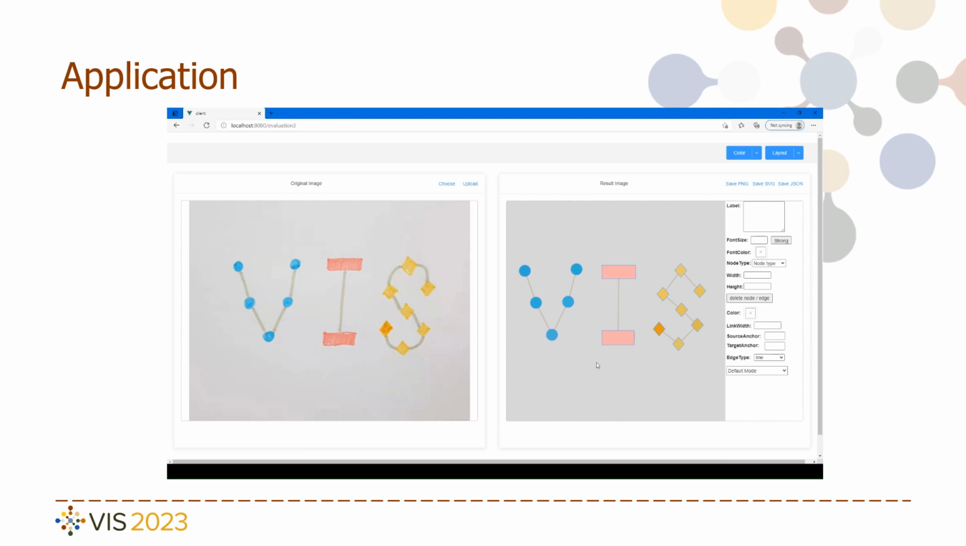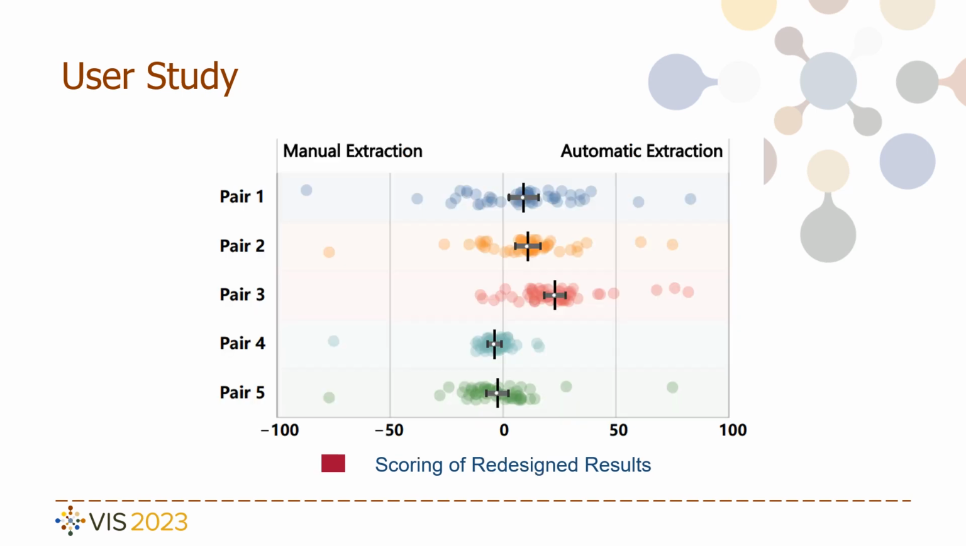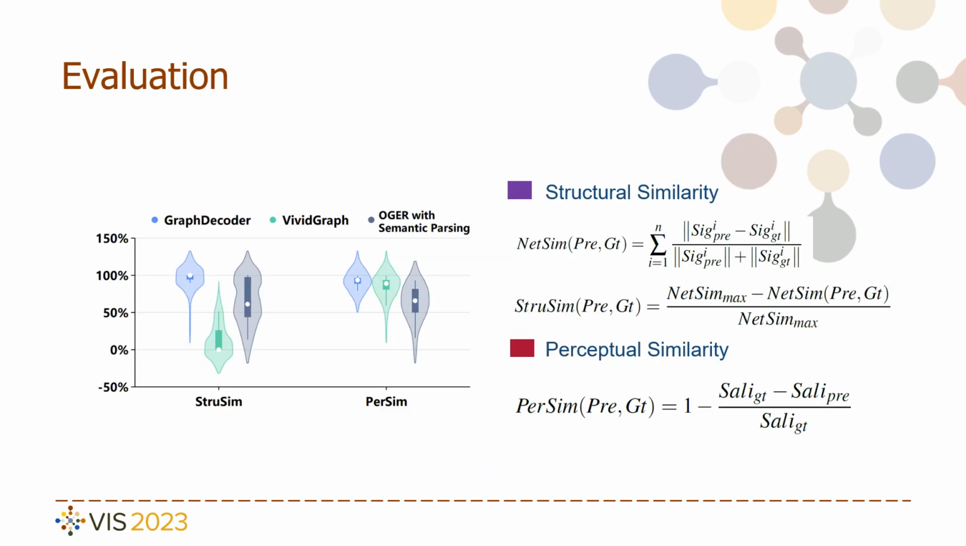We used a questionnaire to demonstrate the accuracy of our method in different aspects of data extraction for different types of graphs. At the same time, 5 pairs of results of manual data extraction and automatic data extraction were designed for users to score. The results show that our method is very close to the results of manual extraction. We also evaluate on a real dataset of 100 images using 2 metrics, structural similarity and perceptual similarity, and the results show that our method outperforms prior works.